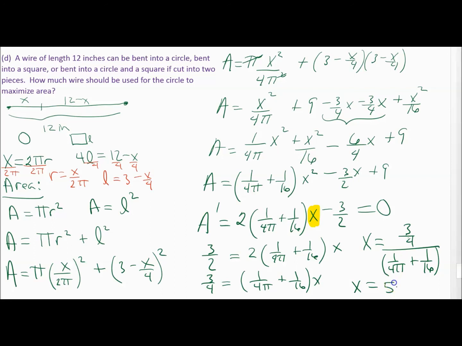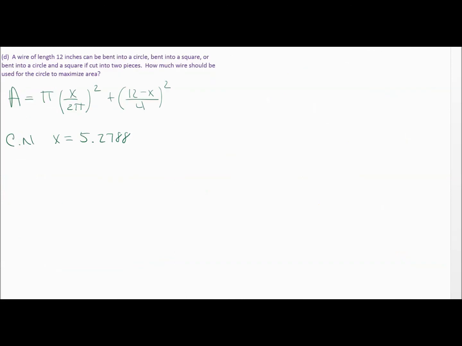So I got 5.2788. So it's not pretty, but that is our critical number. See, I'm out of the page. I can't finish. Let's go to another page. So now I've moved the important stuff to this page.